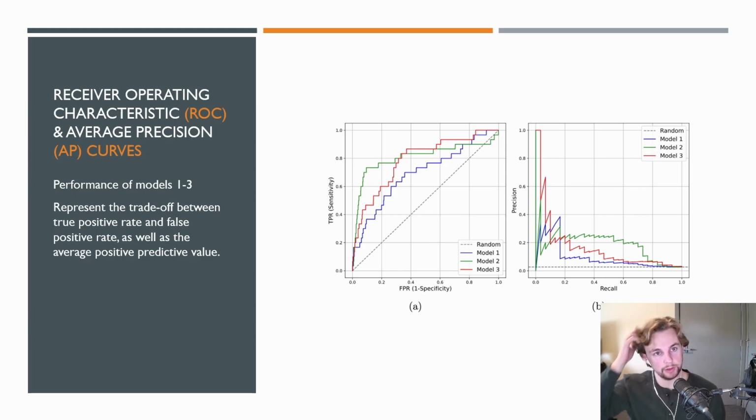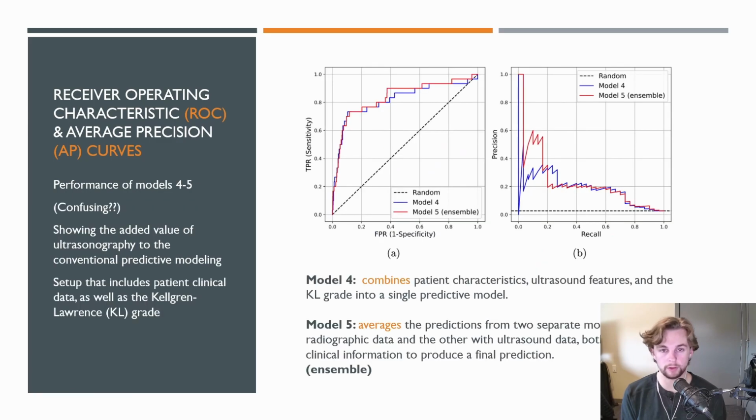Now we get to the curves and the graphs. So we have the ROC and the AP curves. This is for performance 1 through 3. These represent the trade-off between the true positive rate and the false positive rate, as well as the average positive predictive value. So you can see here that models 2 and 3 are the most comprehensive models. And then we move on to the next slide.